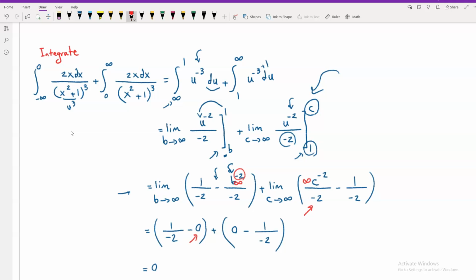Because of having a negative power, if we move that to the denominator, we will have a positive power. So that means we're going to have 1 over infinity. So 1 over infinity is equal to 0. And then minus 1 over negative 2. So what we have here is negative 1 over 2 plus 1 over 2. That is equal to 0. So this is the final answer for this part.